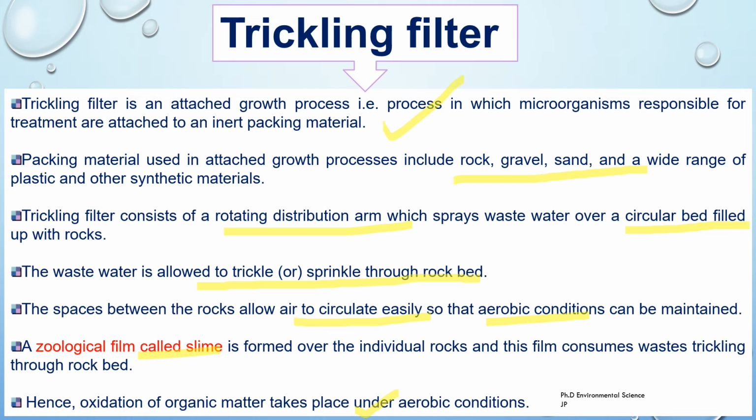The oxidation of organic matter occurs under aerobic conditions due to the presence of oxygen in the trickling filter. This process helps to significantly reduce the organic pollutant load in the wastewater, making it cleaner and less harmful to the environment.